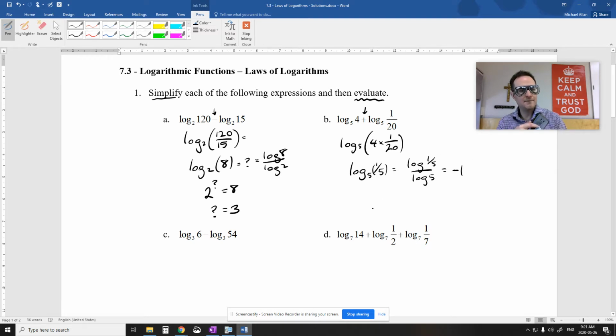And the reason behind that: you think 5 to the question mark is equal to 1 over 5. But remember that 1 over 5 is the same as 5 to the power of -1. So my question mark is going to equal -1 there. That's a little bit trickier.